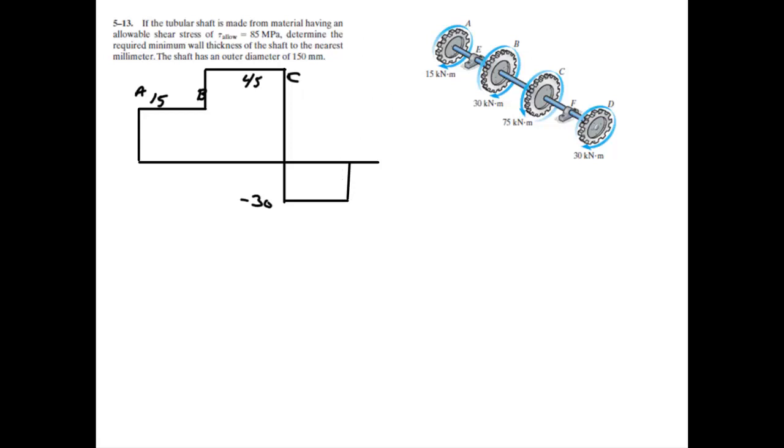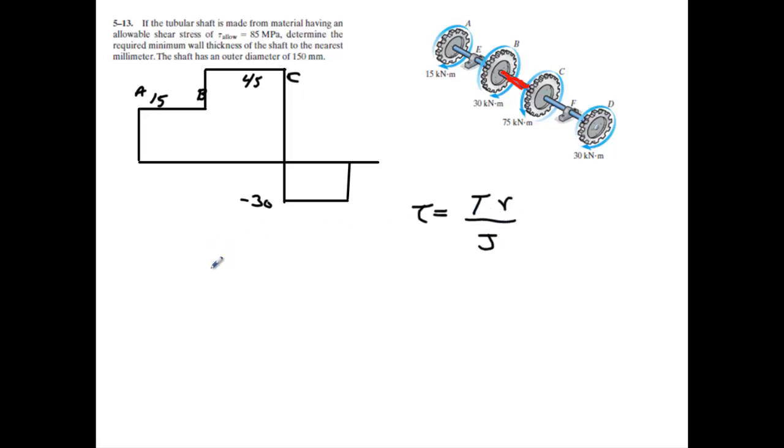Alright, so what you want to look for here is to determine what is the maximum torque. Well, the maximum torque is going to occur in the beam anywhere between B and C. So this area right in here is where you're going to get maximum torque. And obviously you're going to get maximum shear. So all we have to do to solve this problem is we know our allowable, so we'll put our equation that shear stress is going to equal torque times the radius over J, the polar moment of inertia.